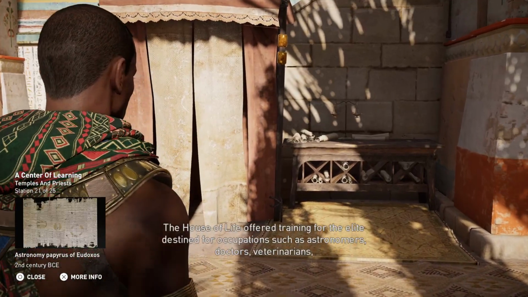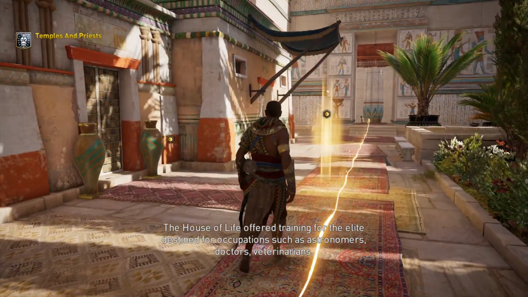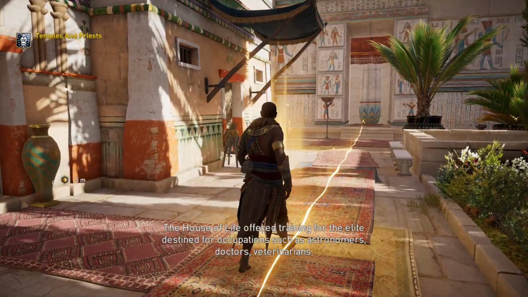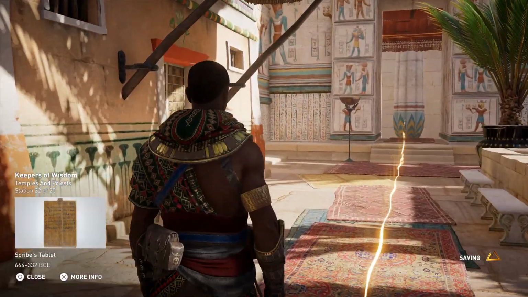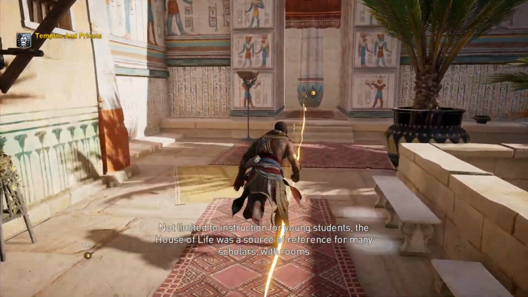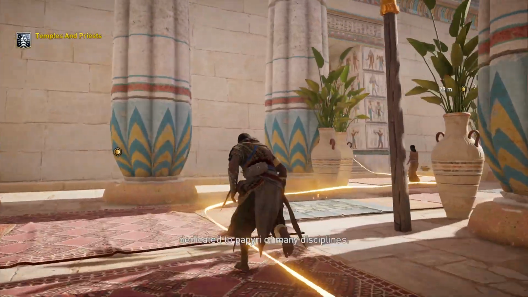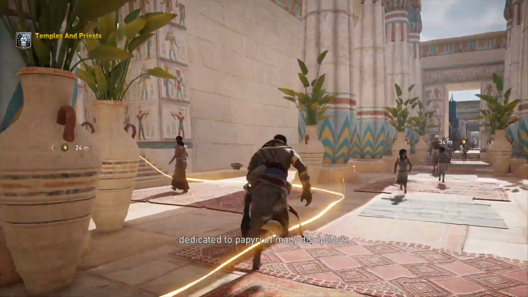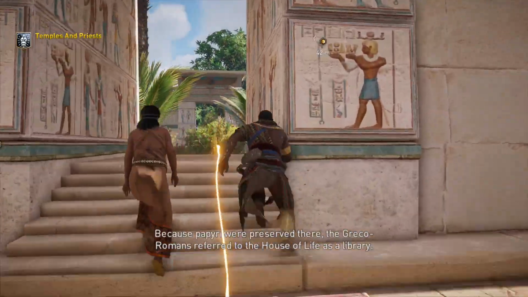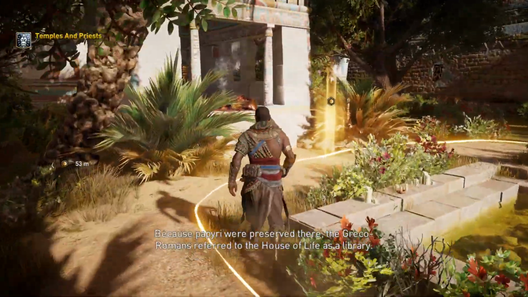The House of Life offered training for the elite, destined for occupations such as astronomers, doctors. Not limited to instruction for young students, the House of Life was a source of reference for many scholars, with rooms dedicated to papyri of many disciplines. Because papyri were preserved there, the Greco-Romans referred to the House of Life as a library.